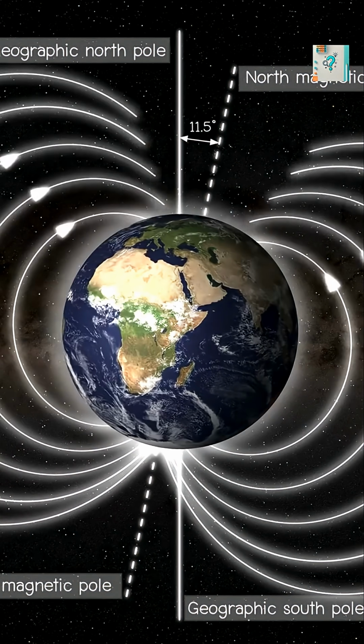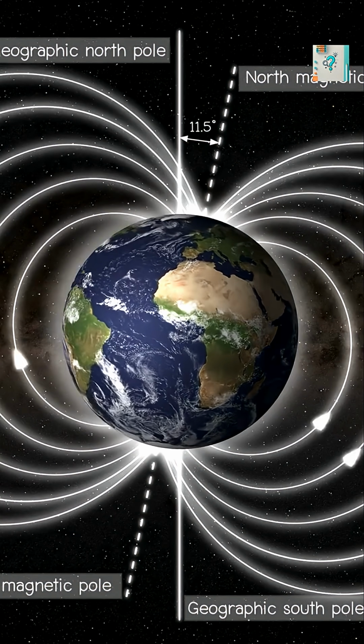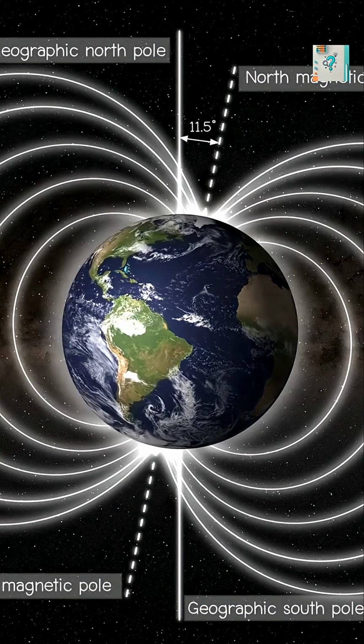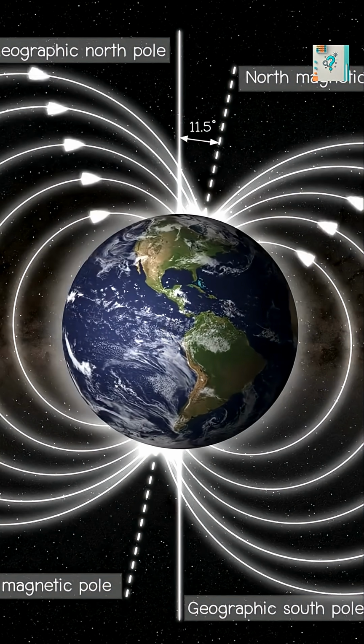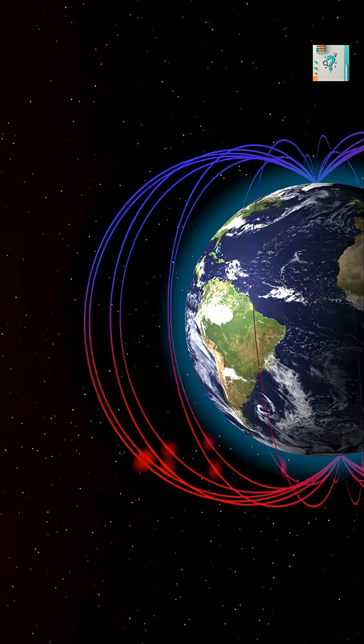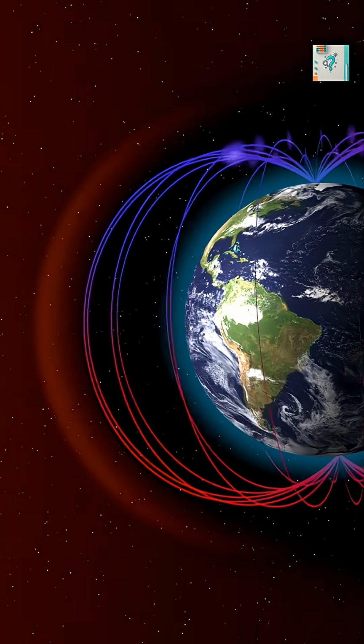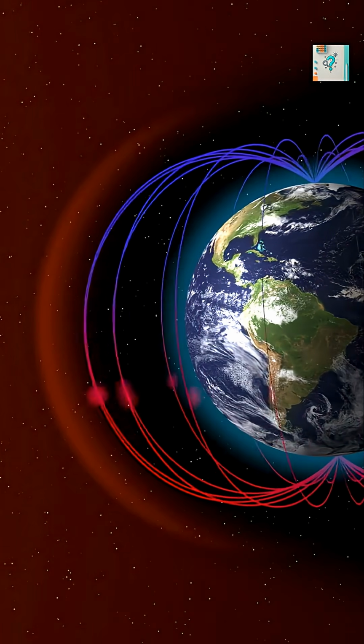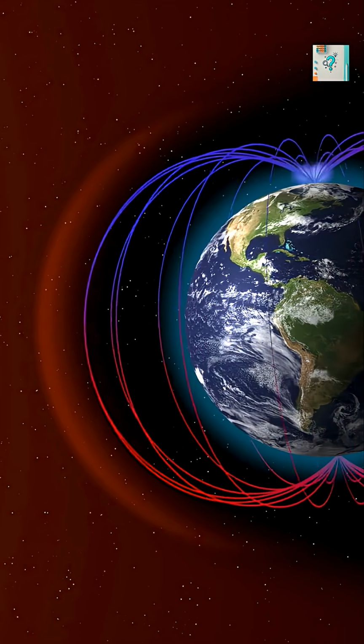The magnetic field is generated deep inside Earth's core. Molten iron moves and circulates, creating electric currents. Those currents produce a massive magnetic field that surrounds the planet, deflecting harmful solar radiation and charged particles from space.